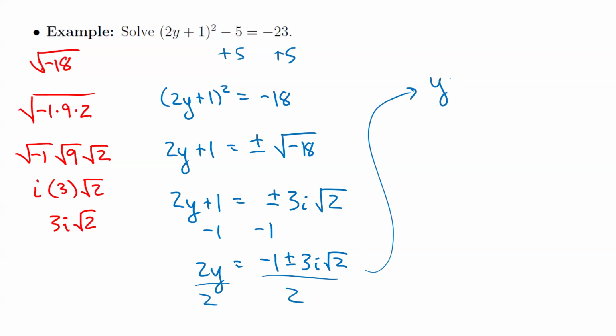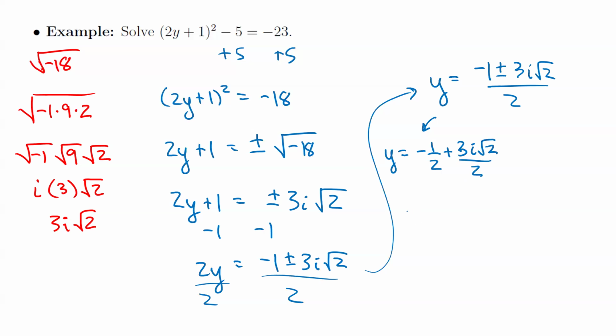So y is equal to negative 1 plus or minus 3i root 2 over 2. And then I can break these up, right? y is equal to negative 1 half plus 3i root 2 over 2. And y equals negative 1 half minus 3i root 2 over 2.